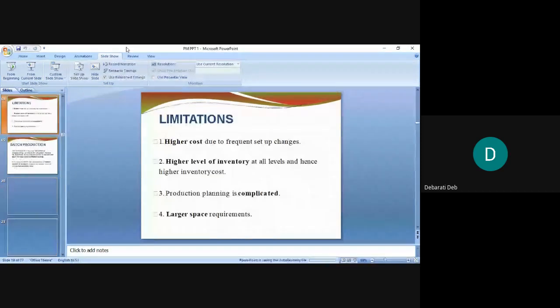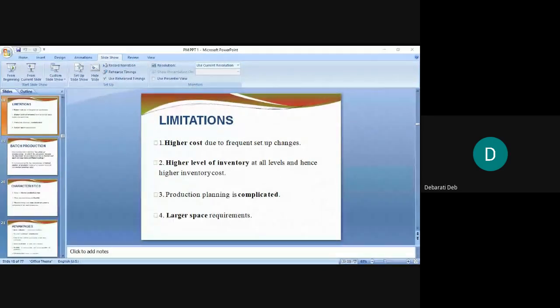And also larger space will be required, as you will have to be flexible. The place has to be flexible so that you can move the machines from here to there easily.